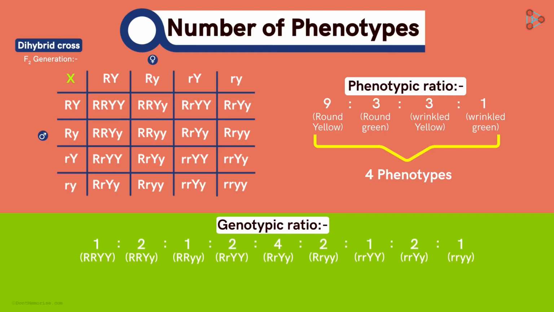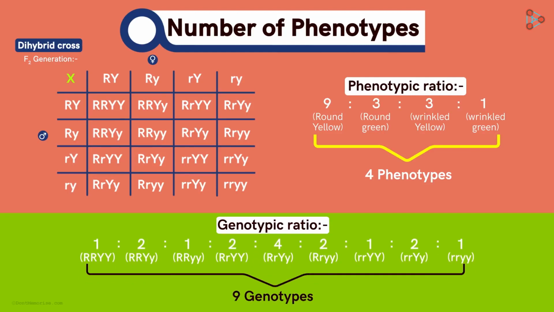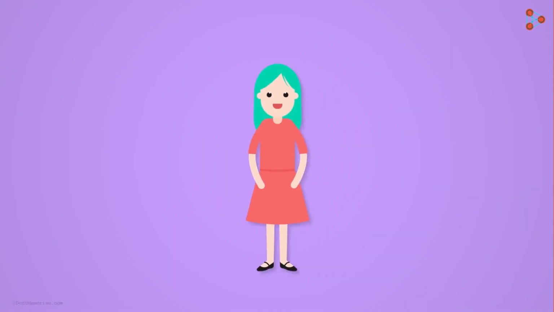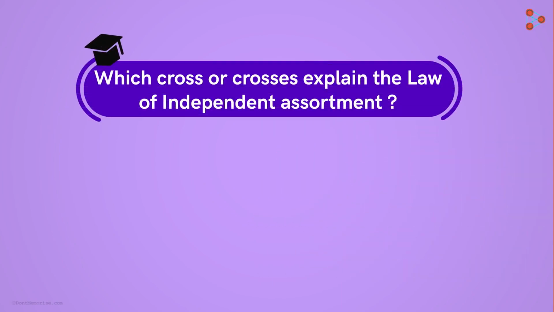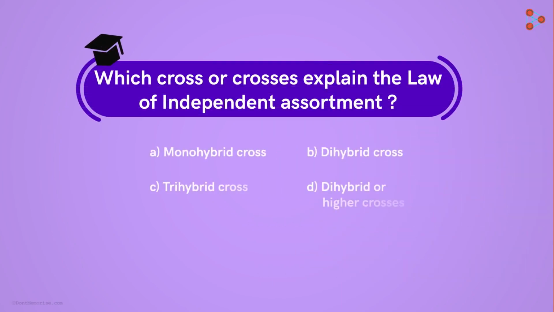It's because there are 9 different genotypes according to the table. Study of genetics is indeed very interesting. Now, can you answer one more question that Nora has for you? She wants to know which cross or crosses explain the law of independent assortment. Think about the law first.